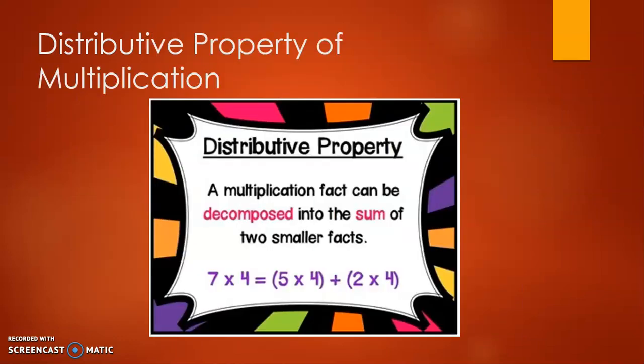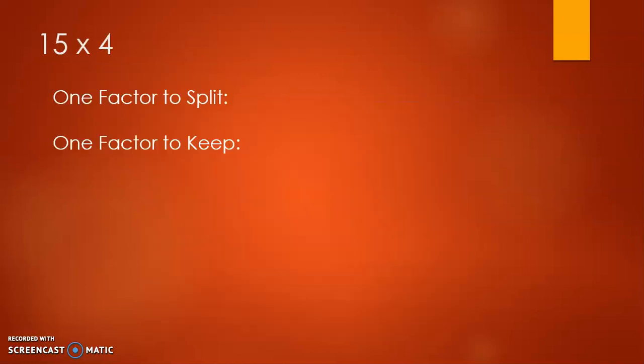The real definition of distributive property is a multiplication fact that can be decomposed into the sum of two smaller facts. And this is a very hard concept to grasp, but it will make more sense when we get our hands on it and we get to practice it. So let's do that. 15 times 4.